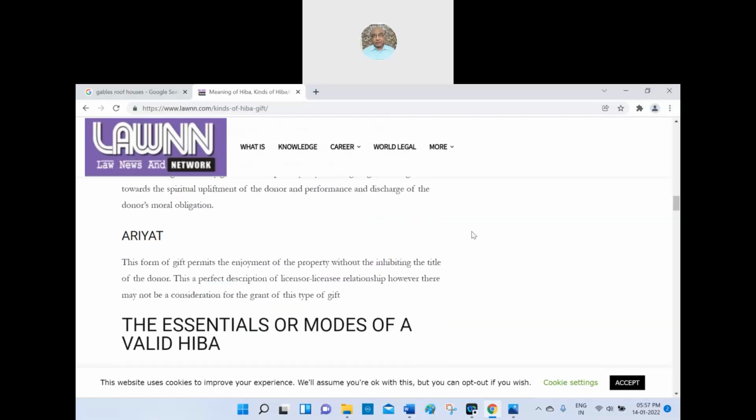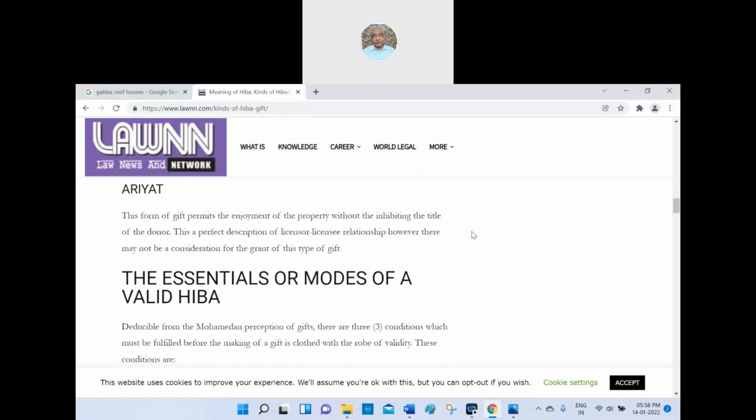Okay, Ariyat, usufruct. This form of a gift permits the enjoyment of the property without inheriting the title of the donor. We are not touching the donor's title, we are enjoying only the usufruct, like a mango tree grows, we are enjoying only the fruits of the mango. This is a perfect description of the licensee relationship. However, there may not be a consideration for the grant of this type of gift. So usufruct is also one type of gift, like a license given over there. You can enjoy the fruits when they come, you can eat them, you can sell them, but you don't have any right to alienate the land as well as the trees. That is called Ariyat. Okay?